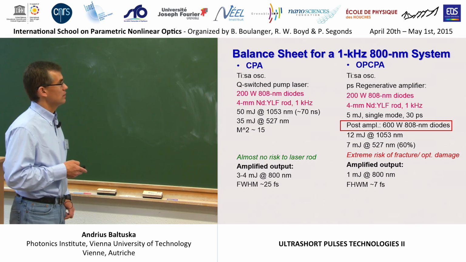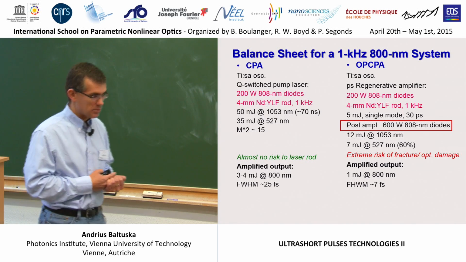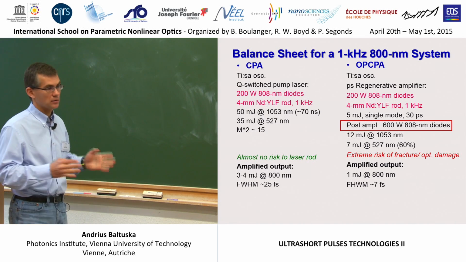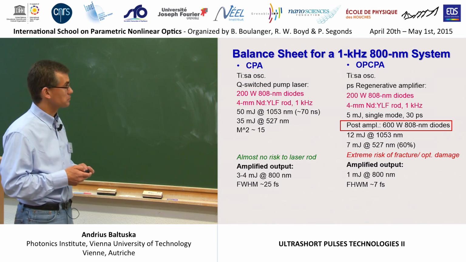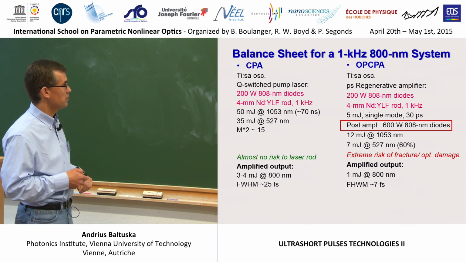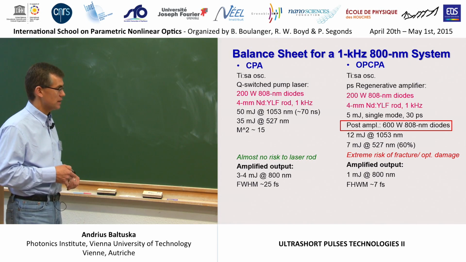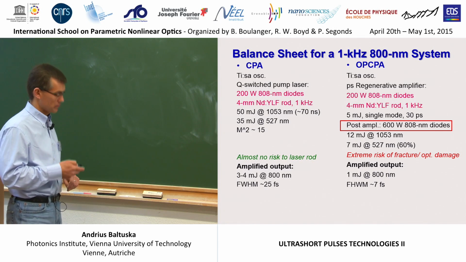Okay, so now this is the opposite example. So most of the lab-sized CPA lasers would be something like a 1 kilohertz or several kilohertz in rep rate, and this is just a tally of resources that would go into building something like a sub 30 femtosecond 800 nanometer amplifier using the laser technology and using an OPCPA technology.